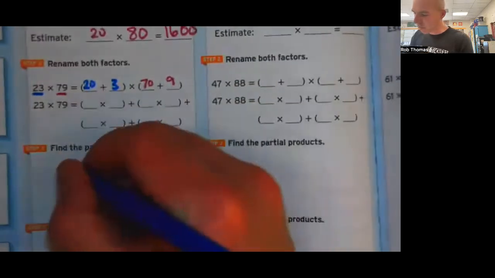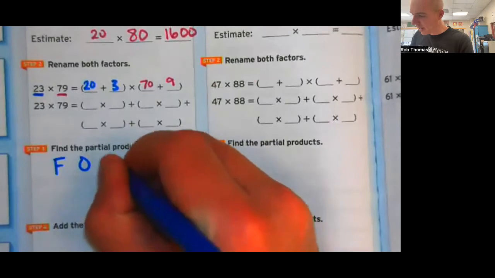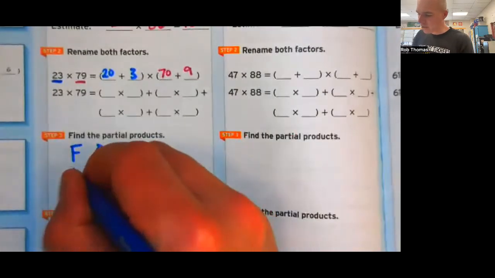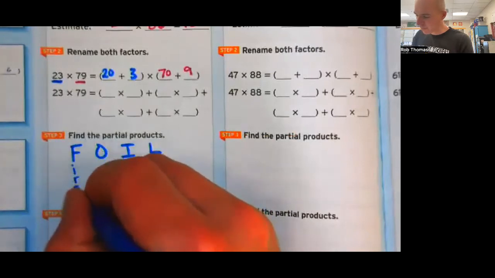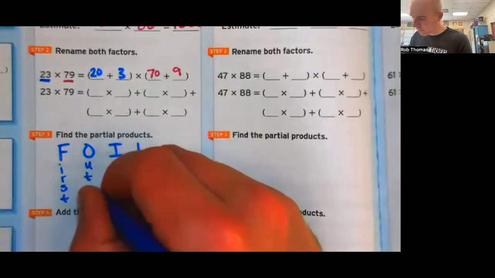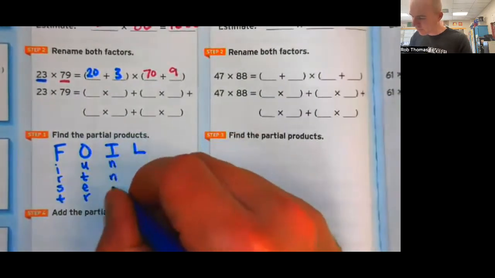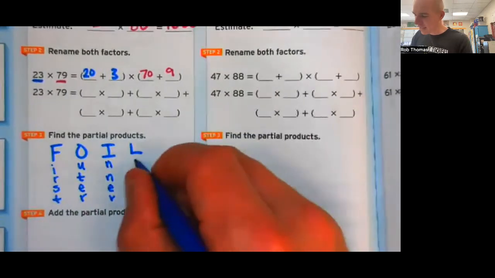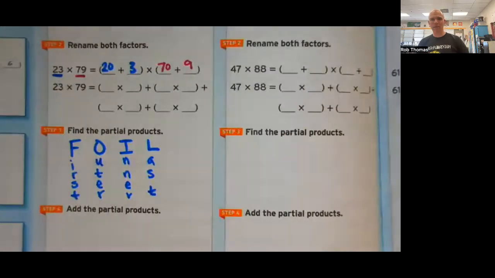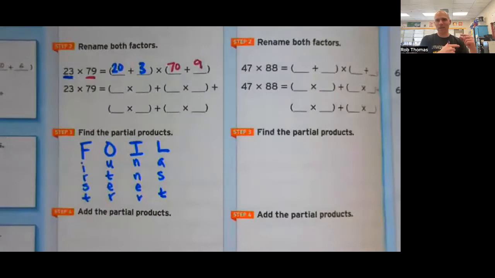So it's called FOIL. And it stands for first, outer, inner, and last. And it's a way to keep track of multiplying these pieces, just like we multiplied them with that box yesterday.